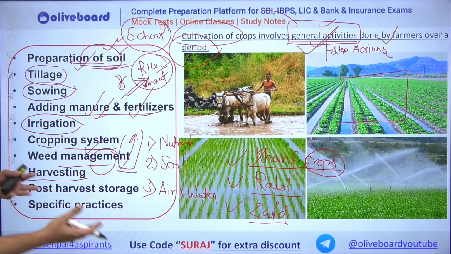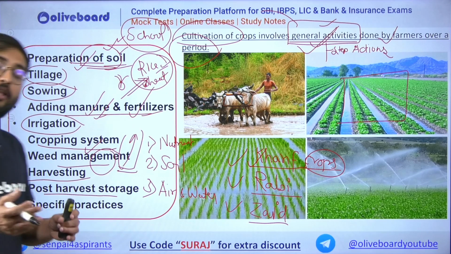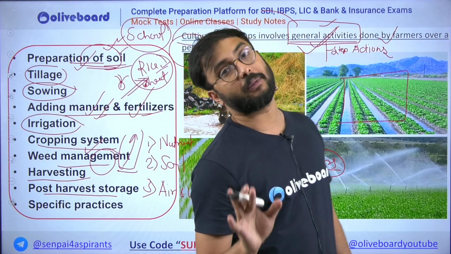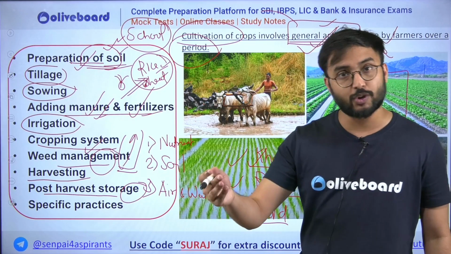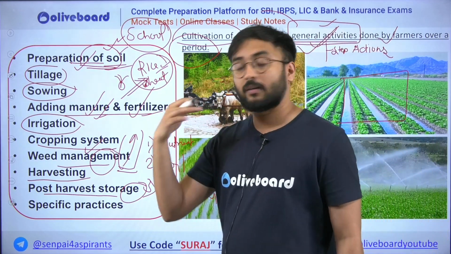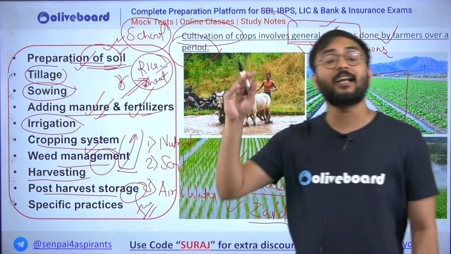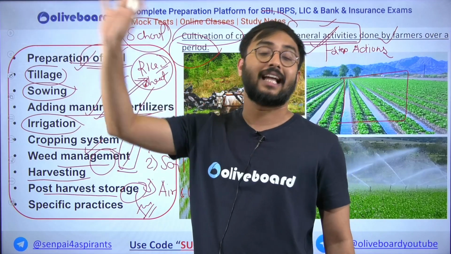Then is harvesting. Harvesting is nothing but taking the grains out of crops. Post harvest storage is nothing but storing those grains and either selling them directly into the market or maybe even selling them to other companies or other final finished products such that they will now do the value addition and sell it as a final product.